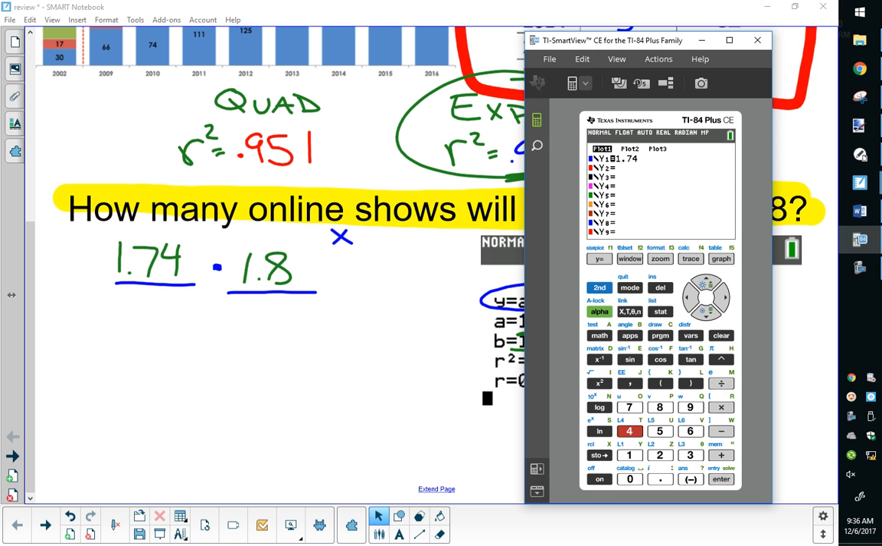1.74 times 1.8 to the x power. Look at my graph. That line makes sense. It's getting pretty close to my data. It's not right on top of it, but it's close.